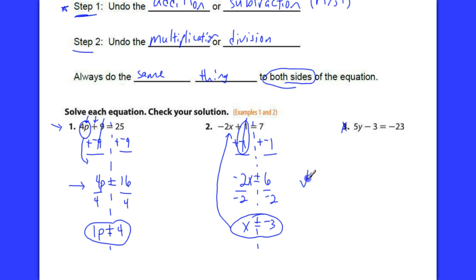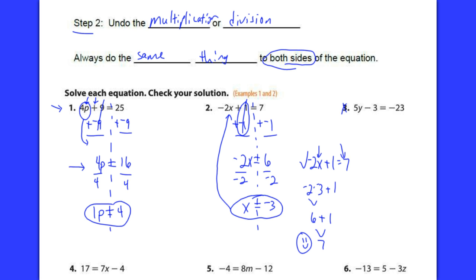The original equation was -2 times x. I'll just write it down here. It's -2 times x plus 1 equals 7. All right, I'm going to substitute for x -3. So -2x means -2 times -3 plus 1. Now, if I go -2 times -3, order of operations says I multiply first. That's +6 plus 1, which is 7, which is what it said there. So there it is. There's my check. Guess what? That's worth a happy face right there.